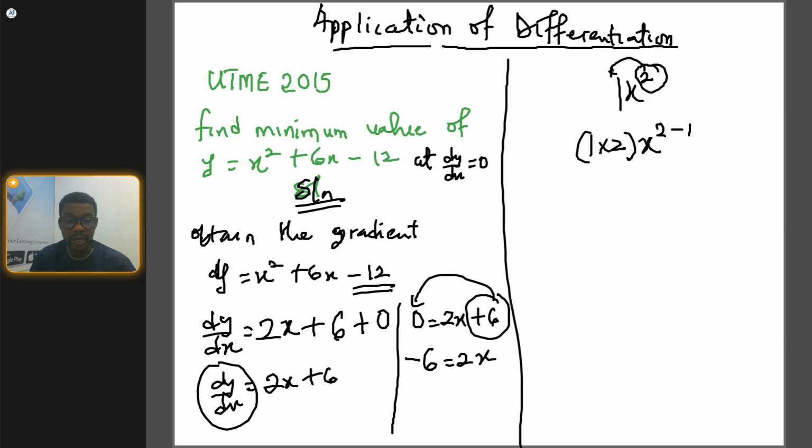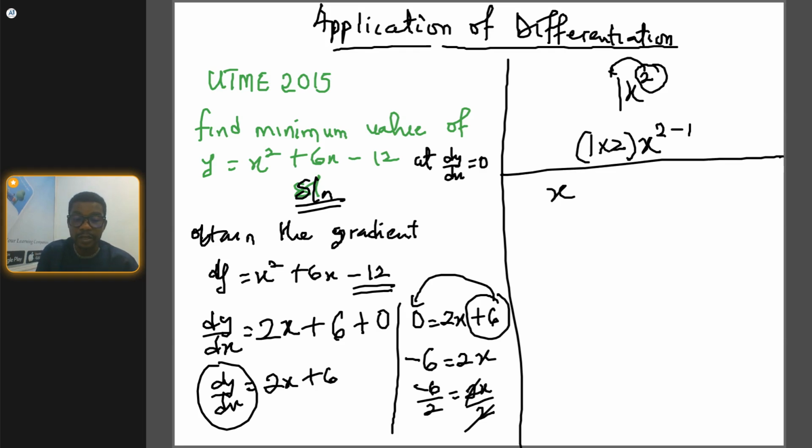Minus 6 equals 2x. Dividing both sides by 2, we have minus 6 over 2 equals 2x over 2. The 2 cancels out the 2, so we have x equals minus 3, because minus 6 divided by 2 gives us minus 3. So now we've gotten the turning point of this curve, but what we need is the minimum value.